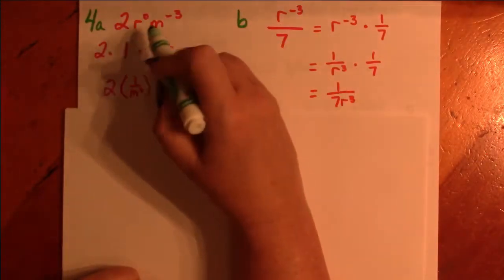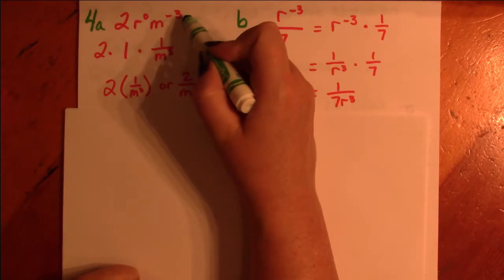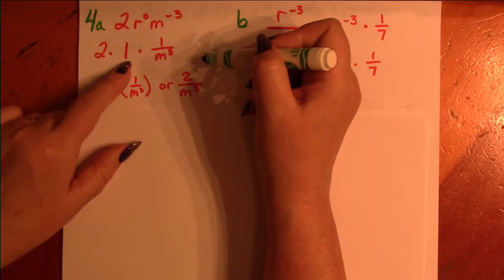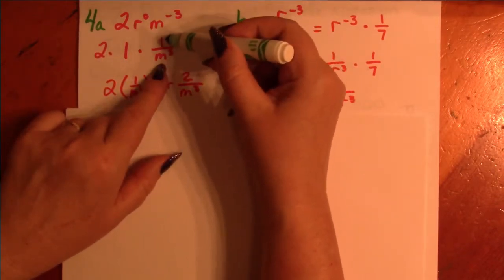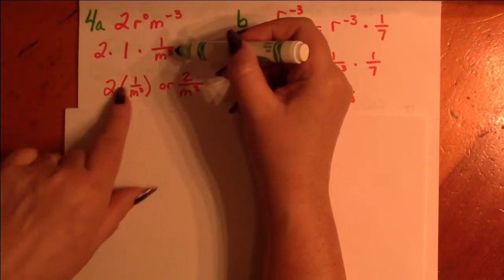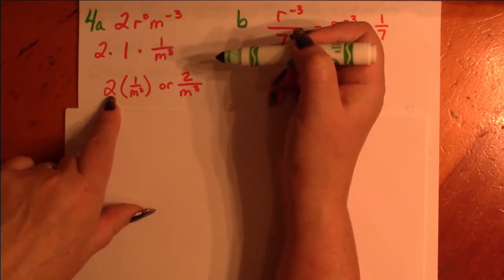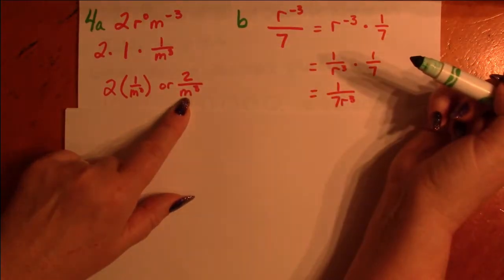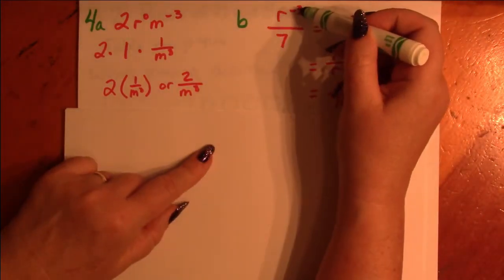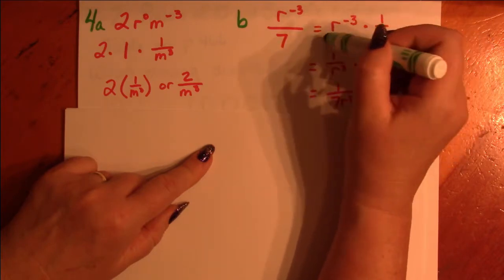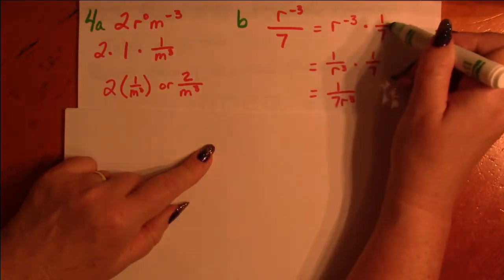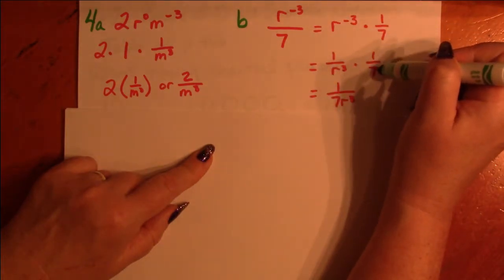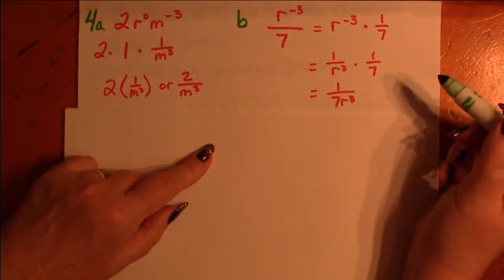For 4a, 2 times r to the 0, m to the negative 3, we're going to break them up. We're going to pull out our 2. R to the 0 is 1, so we can drop that. And m to the negative 3 is 1 over m cubed. And so we're going to multiply 2 times 1 over m cubed to be 2 over m cubed, and that's our finished product. R to the negative 3 divided by 7, we're going to separate. We've got r to the negative 3 and we've got 1 over 7. Now r to the negative 3 is 1 over r cubed times 1 over 7 is going to be 1 over 7r cubed.